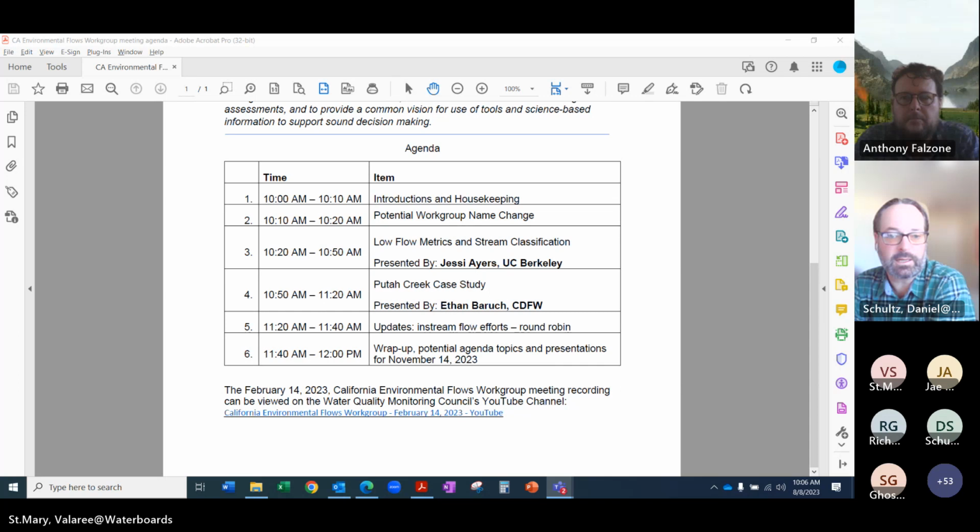As far as the agenda goes, the first item will be discussing a little bit about the work group name. And then we have a couple presentations, one on low flow metrics and stream classifications, followed by the Pewter Creek case study. And then we'll go into the updates on in-stream flow efforts as a kind of round robin for all the participants. And then we'll go ahead and wrap up and agenda items for next meeting.